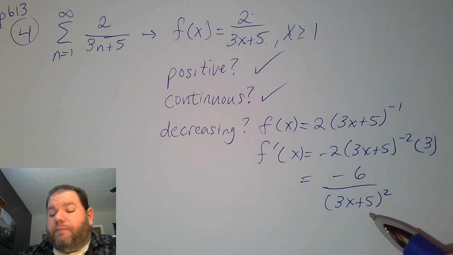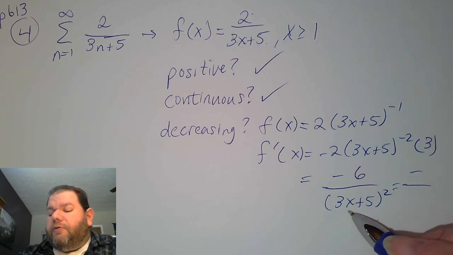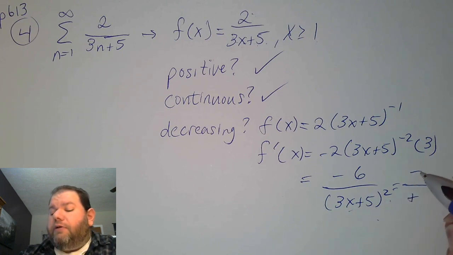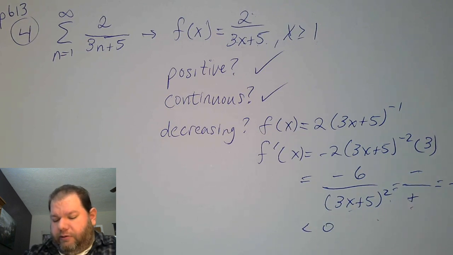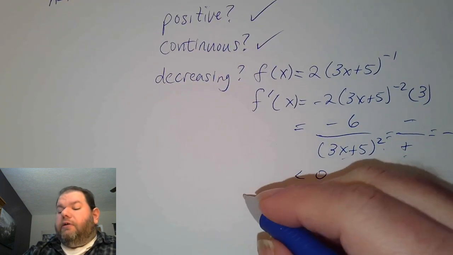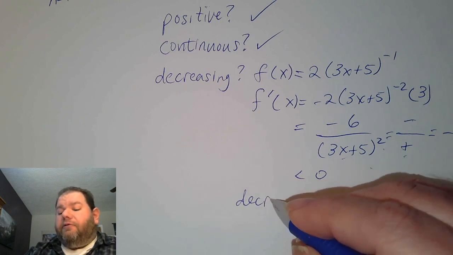Now we look at this term. We have a negative number on top. On the bottom we have a number that's being squared, which is guaranteed to be positive. So negative divided by positive is equal to a negative. So it's less than 0. And it's decreasing since f prime of x is less than 0.